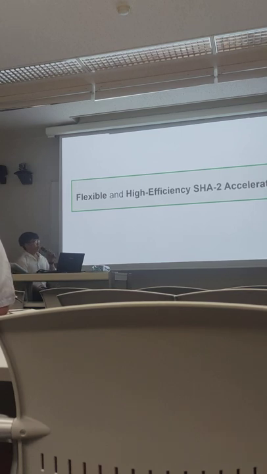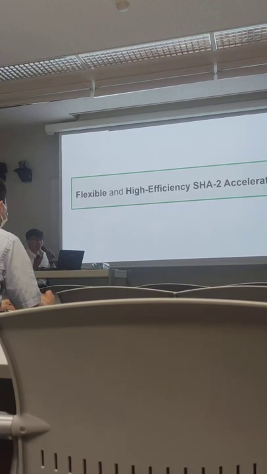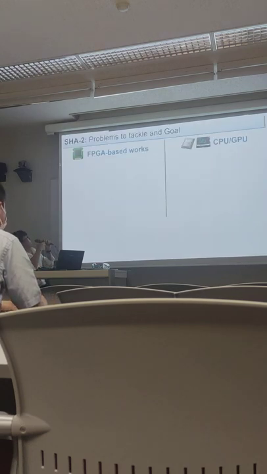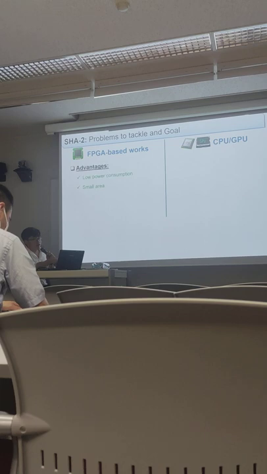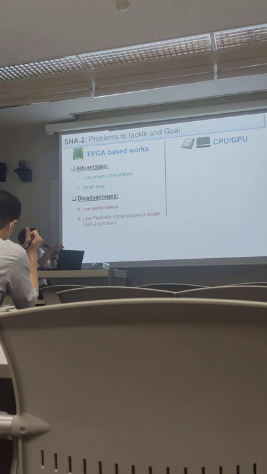accelerator. I guess a lot of sensei here know about this accelerator because I presented it 20 days ago in a colloquium, so I will just briefly present it. First, about SHA-2, I have some problems to tackle and a goal. I divided some previous works into two groups. Group 1 is FPGA-based work, and group 2 is CPU or GPU. Group 1 has several advantages like low power consumption and small area, but they have to trade off low performance and also low flexibility because they only support a single SHA-2 function, and we will explain it more later in the next part.